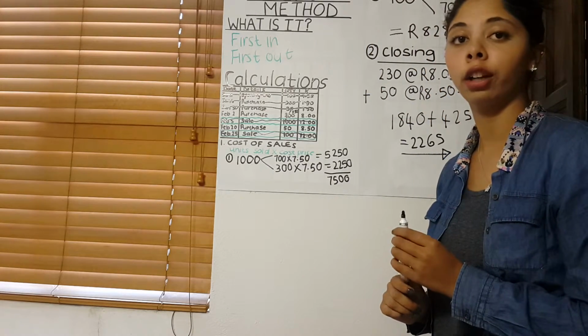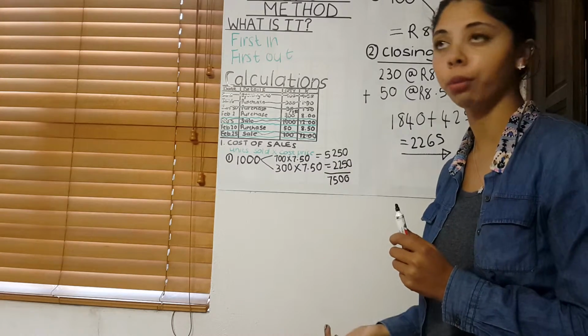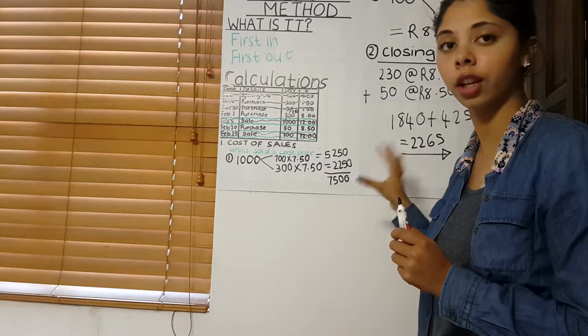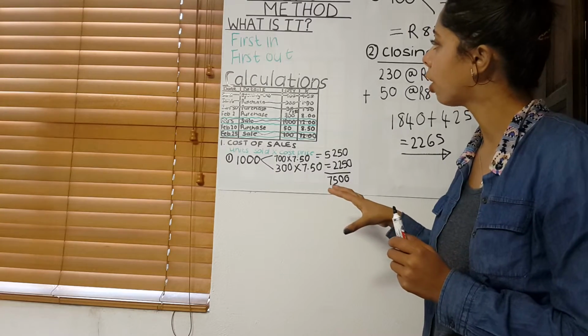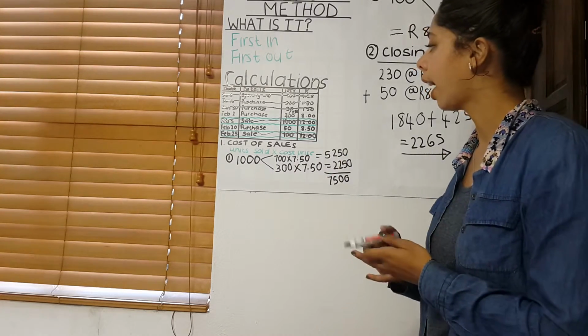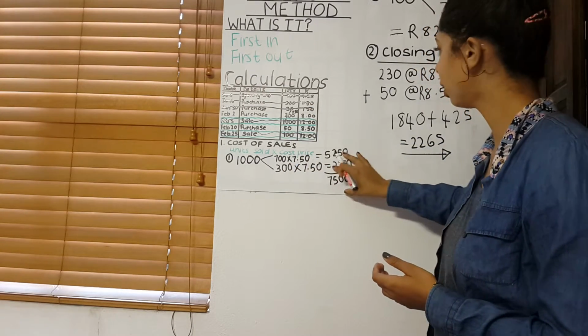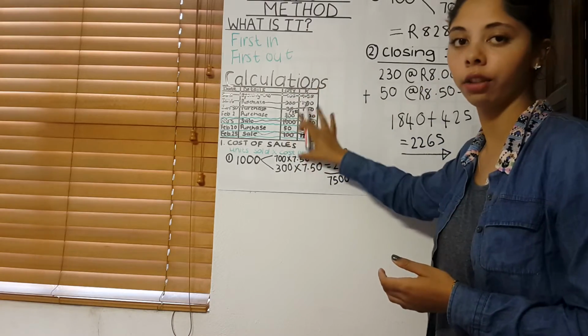This is how we calculate FIFO using the periodic or the perpetual method, because you calculate it using the same calculation. So just remember that whatever you get in first, you send out first, and when calculating the cost of sales, you use the sale purchases to get the amounts, and the closing inventory is the leftover amounts in the table.